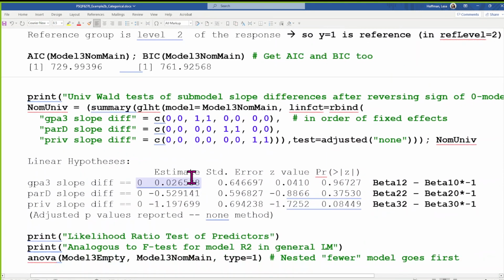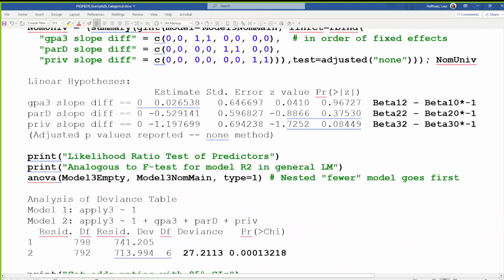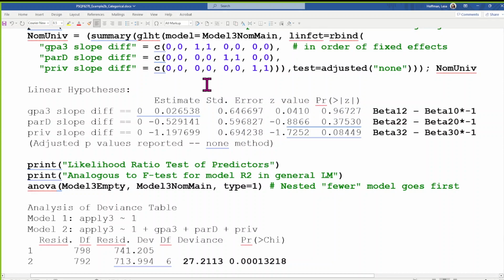The same tests for differences across submodels for the slopes would look like this in R. The only difference is that rather than having the negative one here, I have it as a positive one, again, to flip the sign so that it's consistent in direction. But they come to the same conclusion. None of these slopes differ across submodels.